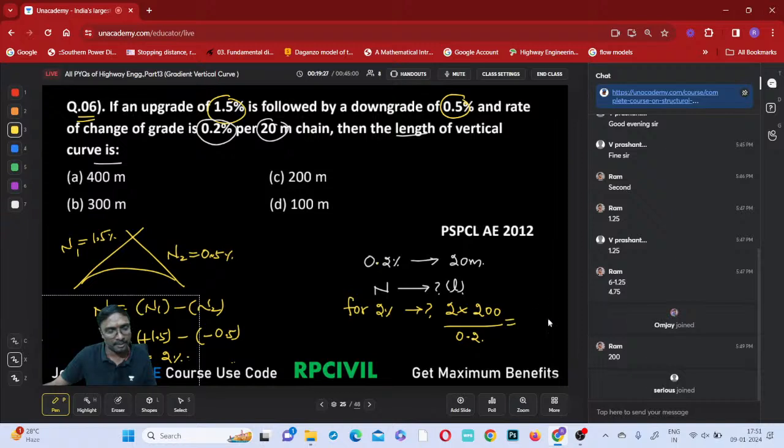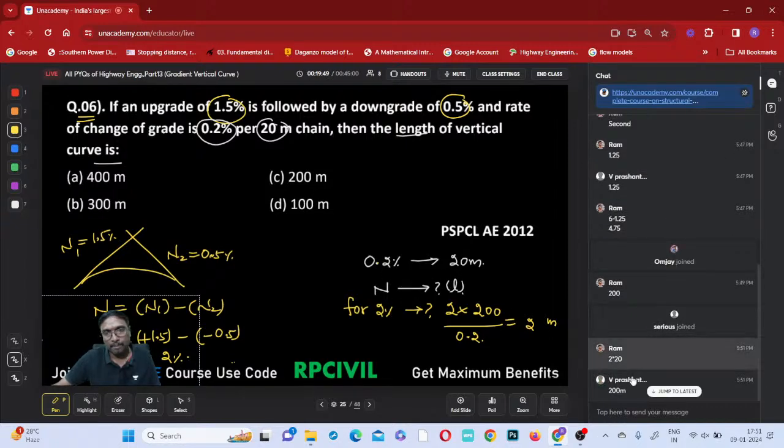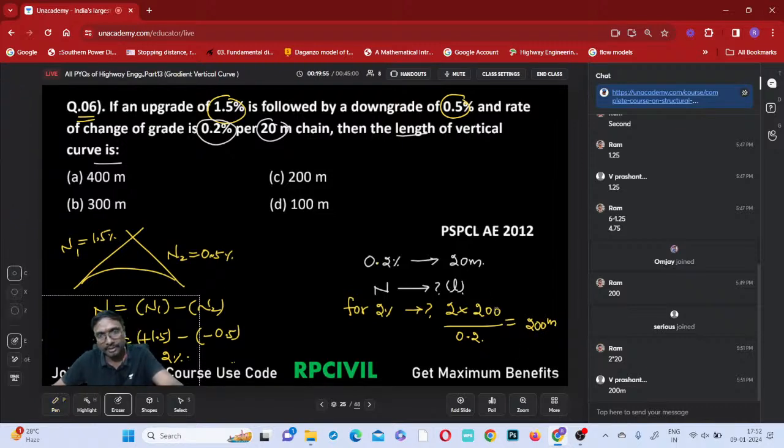How much does it come to be? How many meters does it come to be? Tell me. 200 meters, no? Sorry, how many meters? How many meters will it be? 2 into 20 by which one? This 0.2, no? 200 meters only, no? 200 meters you can say, right? So, sorry, this is 2 into 20. Yes, correct. 2 into 20 by 0.2, 200 meters, right?